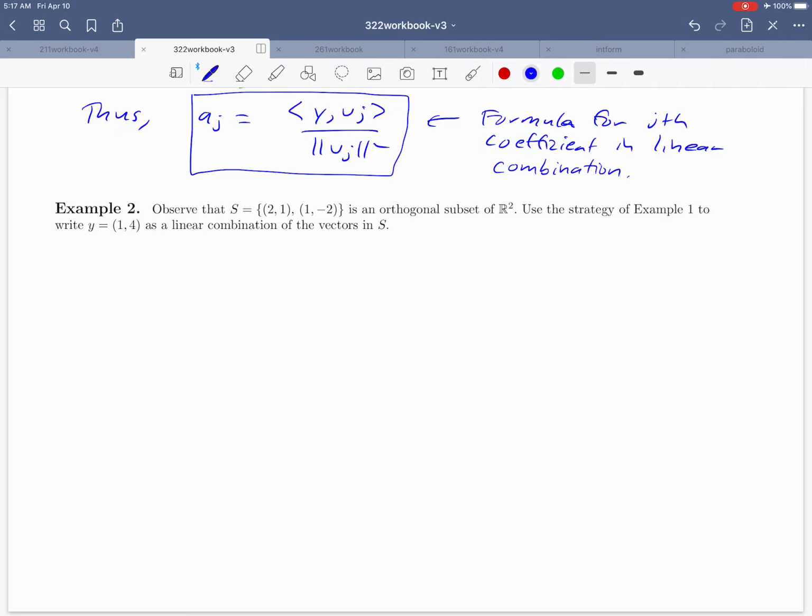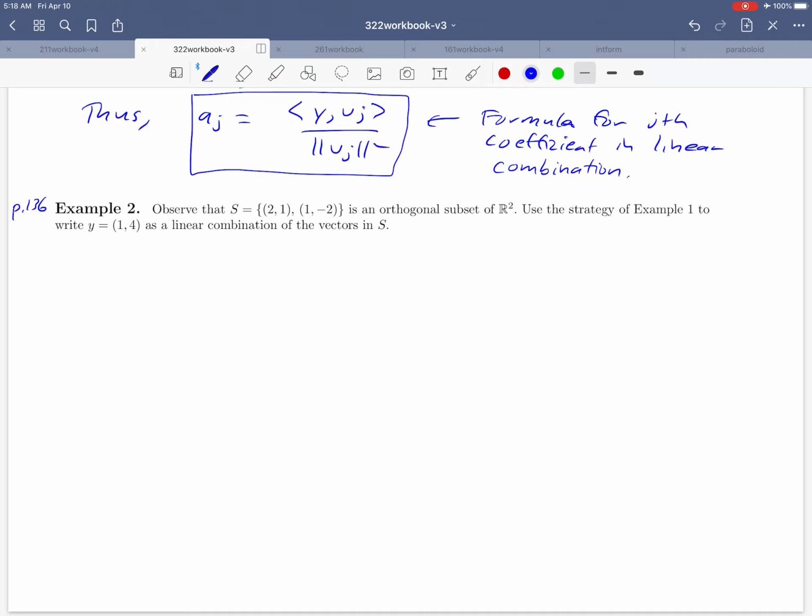Hello everybody, and welcome to example 2. We are still looking at page 136 of the workbook here. And they're asking us to use the method that we developed in example 1 to solve a problem here. Let's read this example together.